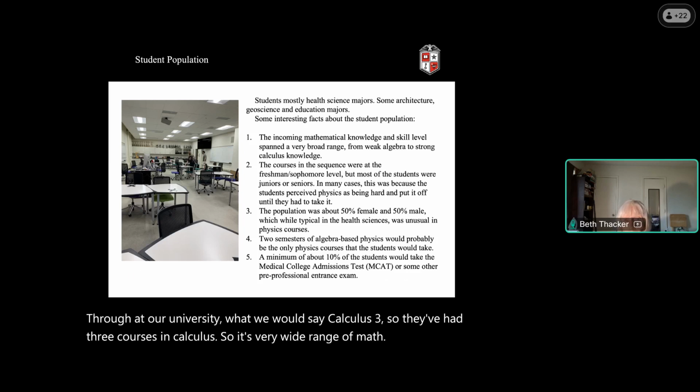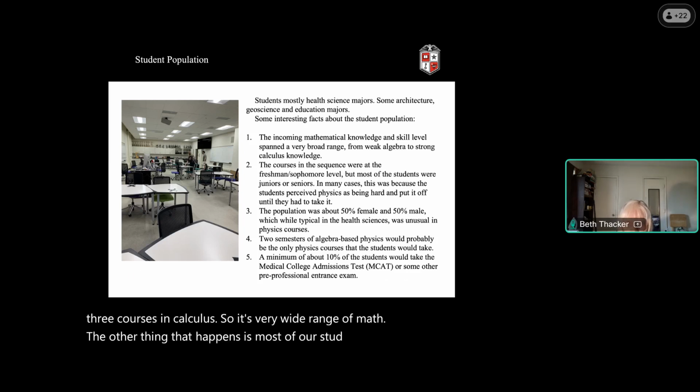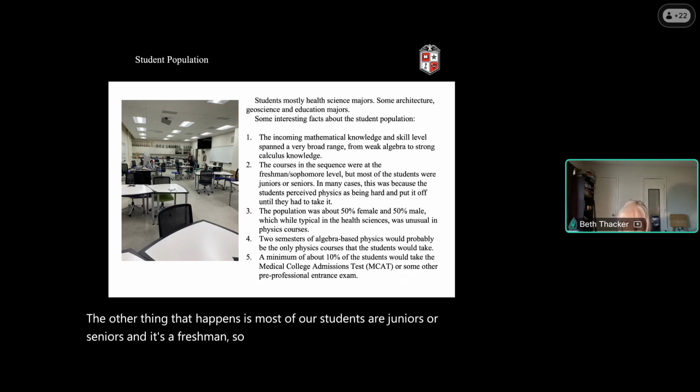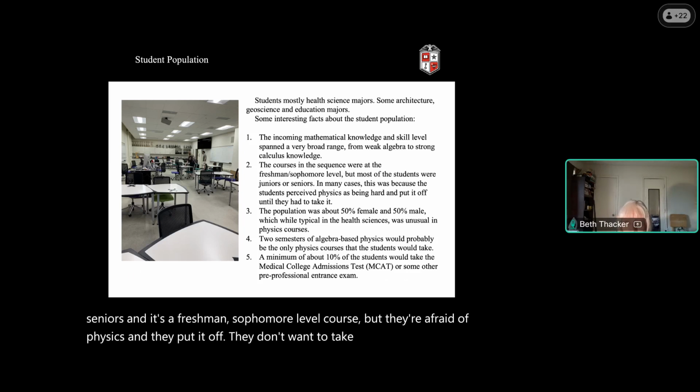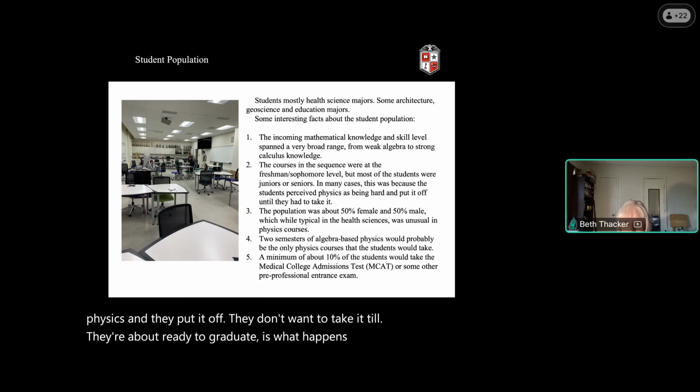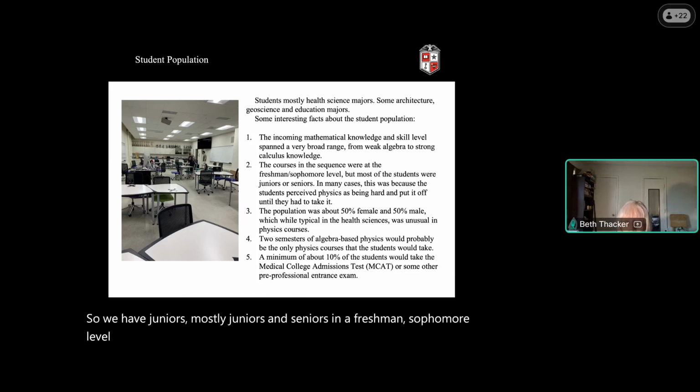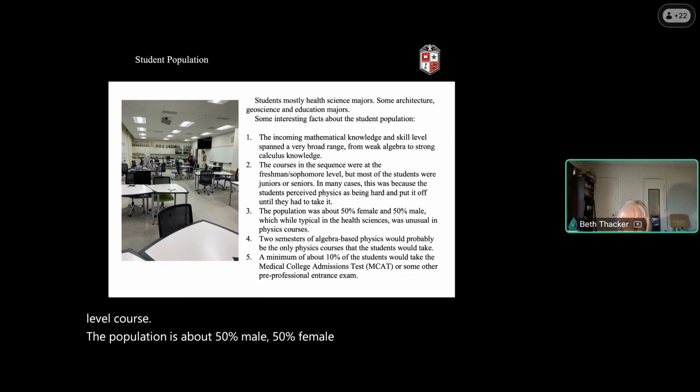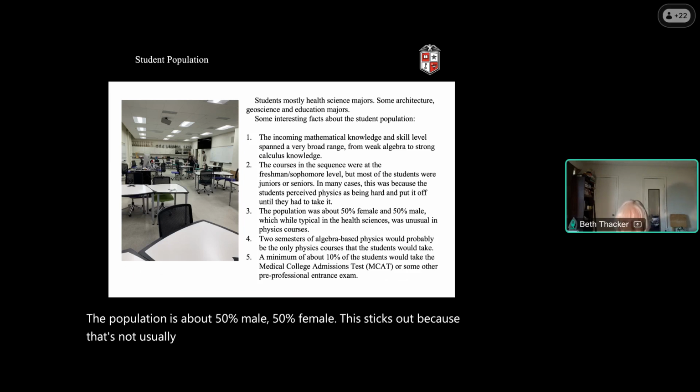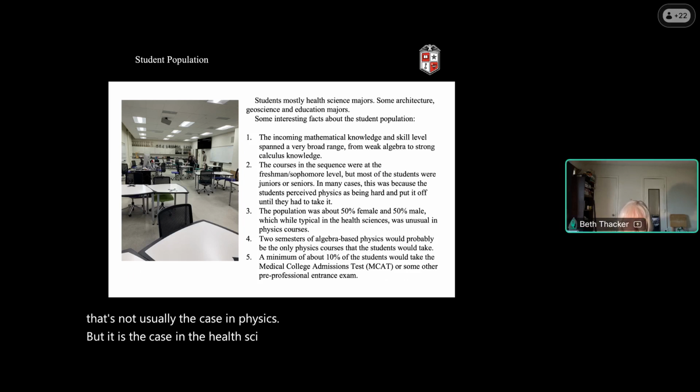The other thing that happens is most of our students are juniors or seniors, and it's a freshman, sophomore level course, but they're afraid of physics and they put it off. They don't want to take it till they're about ready to graduate. So we have mostly juniors and seniors in a freshman, sophomore level course. The population is about 50% male, 50% female. This sticks out because that's not usually the case in physics, but it is the case in the health sciences. So it sticks out in a big way if you're used to teaching physics courses.